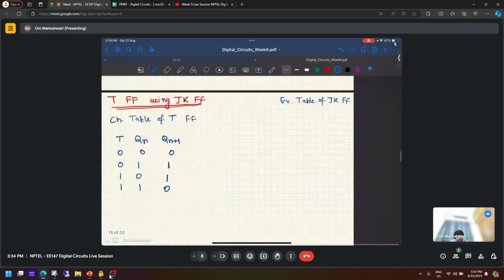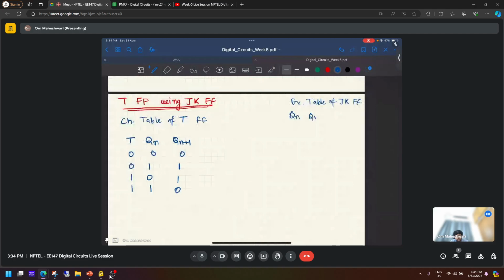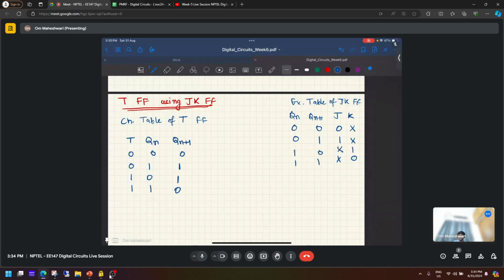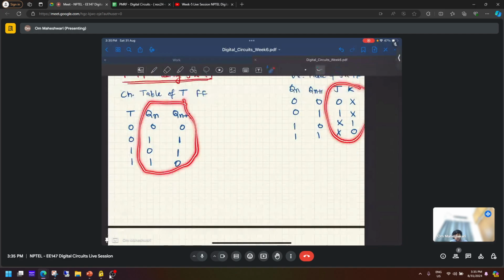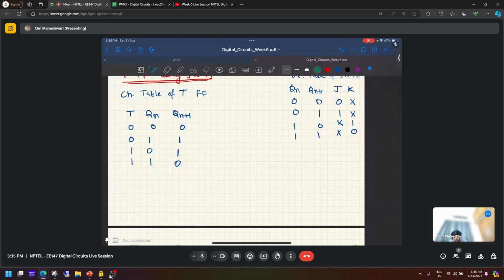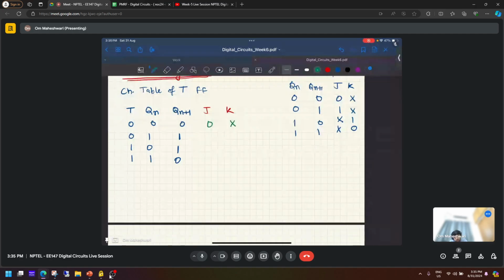The excitation table of JK we just wrote. It's Qn, Qn plus 1, J, K: 0 0 is 0 cross, 0 1 is 1 cross, 1 0 is cross 1, 1 1 is cross 0. Now the next step is to write this J and K in terms of T and Qn, using this Qn plus 1.